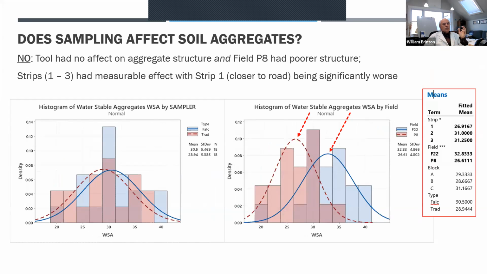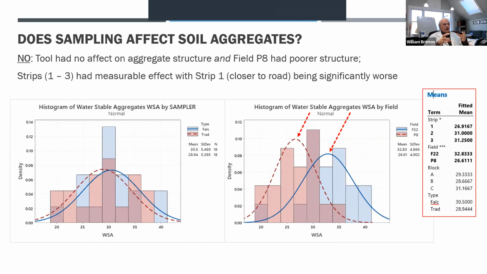The other thing is, I was worried that the Falcon being mechanized would damage soil aggregates. This is the water stable aggregates. Here we compared Falcon to traditional on the left, and they're virtually identical distributions, which is really good. That means the machine was not smashing the samples or doing anything physically disruptive, even though it's moving through the field pretty fast.